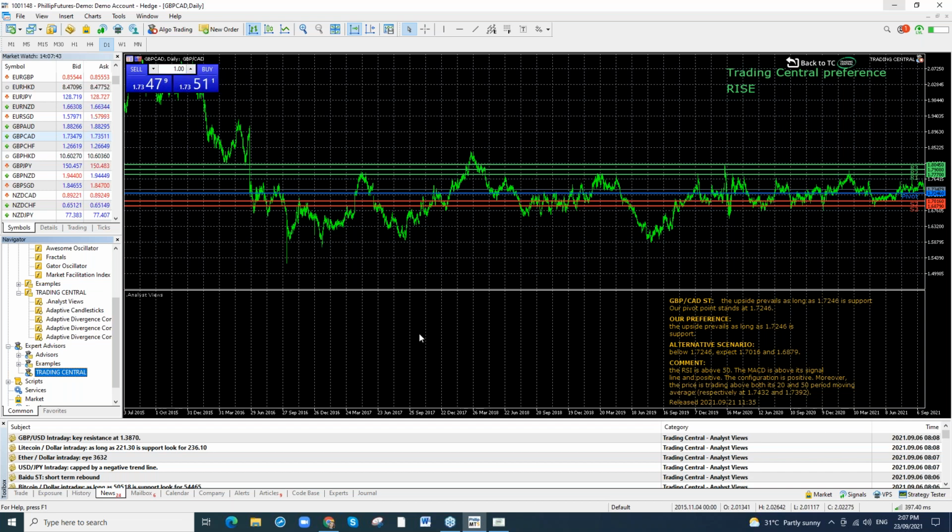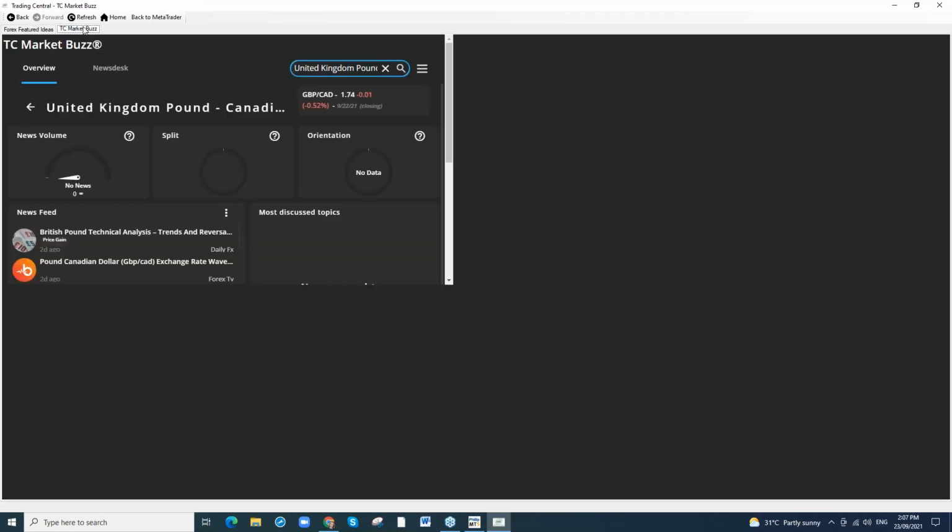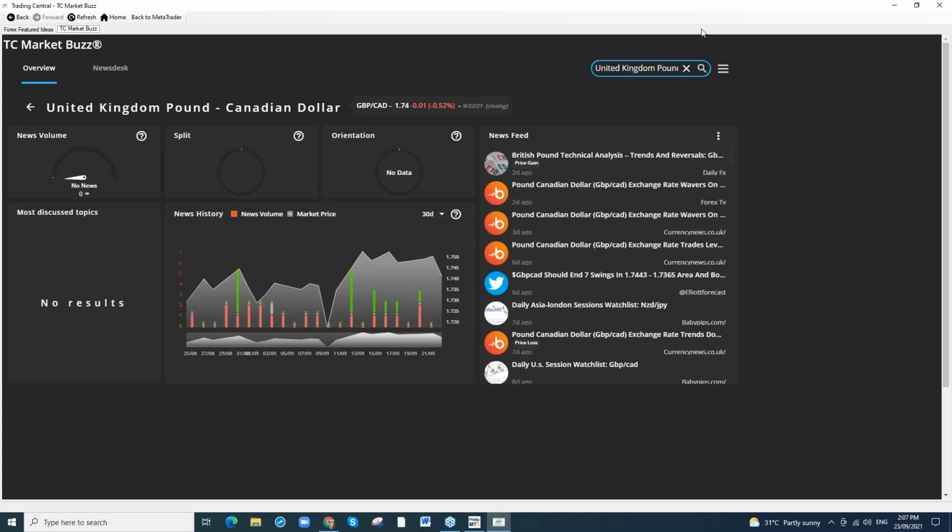We have another tool available in the expert advisor section, which is called TC Market Buzz. I was just searching here for also some information about the GBP Canadian dollar. So you get the news feed. There is a news article from 2 days ago about this particular forex pair. So you can also read more about it.